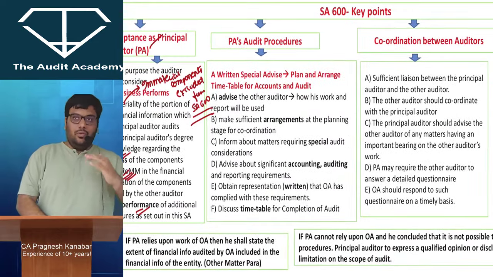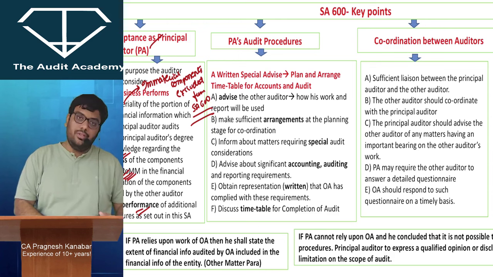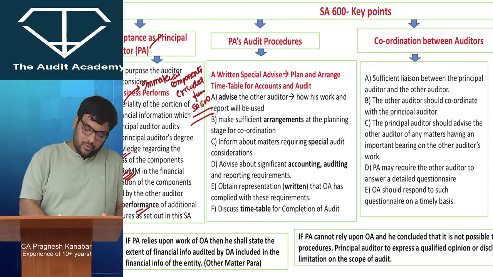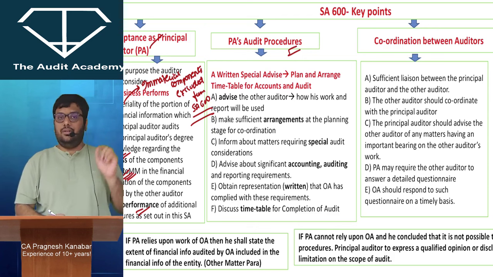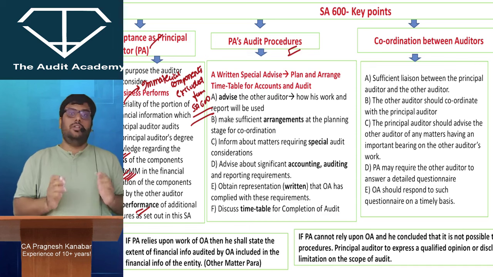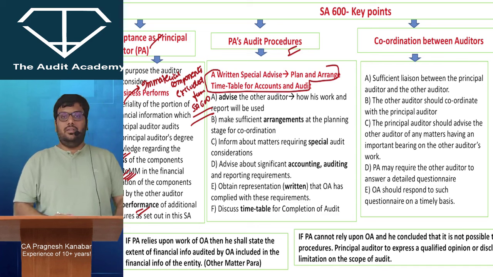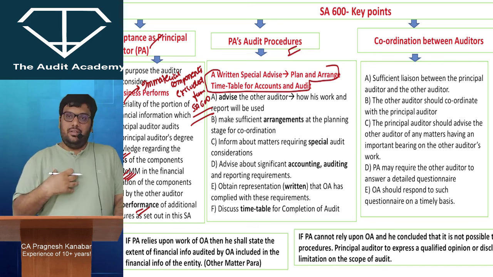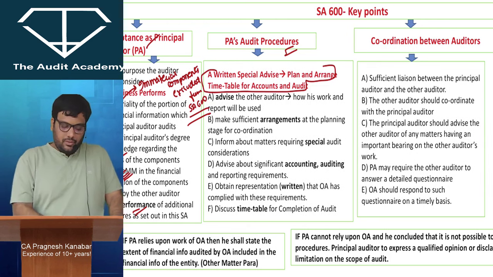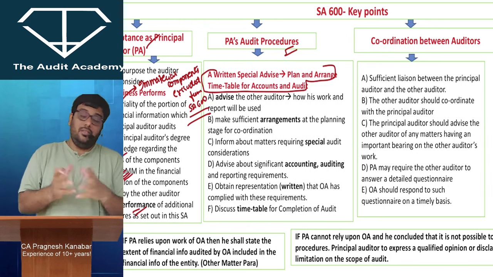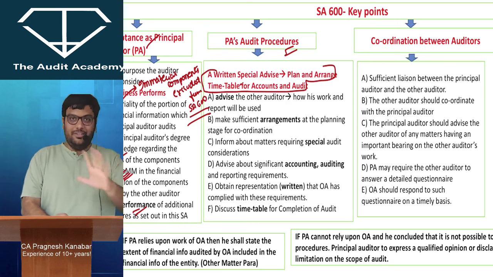Now, you are very clear that these components are material, and I want to coordinate with the auditors of these components. Then as a principal auditor, what are the procedures that you need to perform? Because you cannot blindly trust the auditor of the components. Even though they are the statutory auditor, still at least these many procedures you need to perform. And for that, I have created one code word. This is nothing but how, as a principal auditor, you will work with that other auditor. So: written, special, advise, plan, and arrange timetable for accounts and audit. This is the code word.